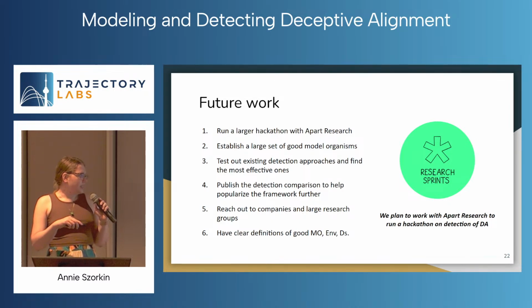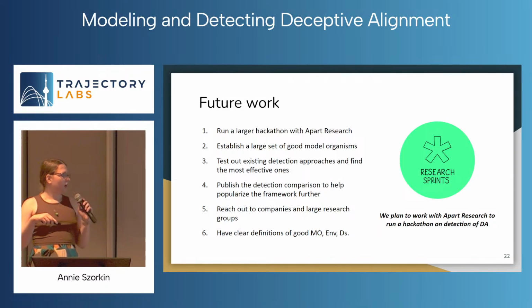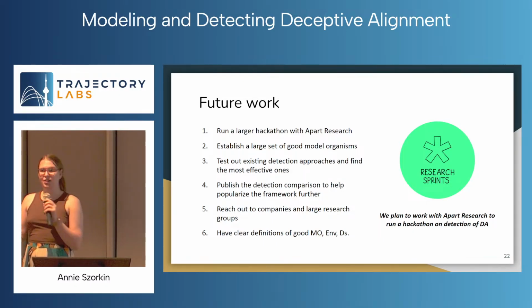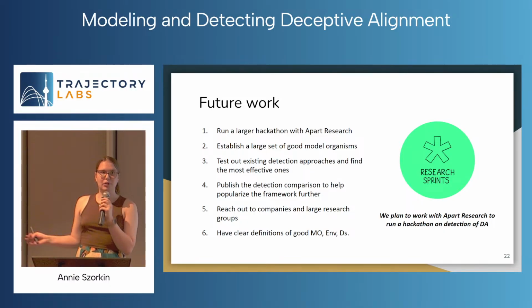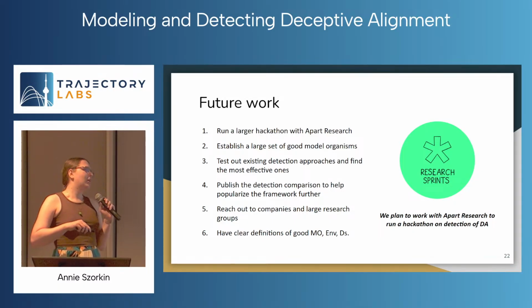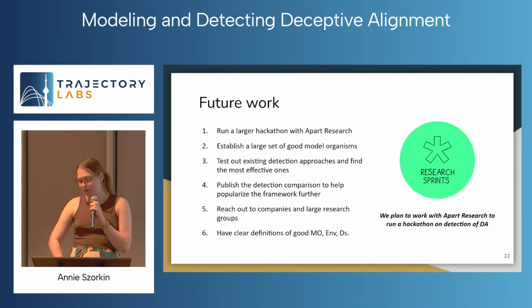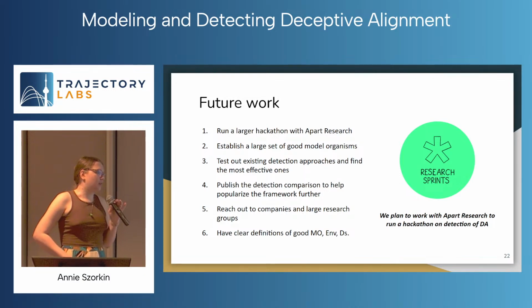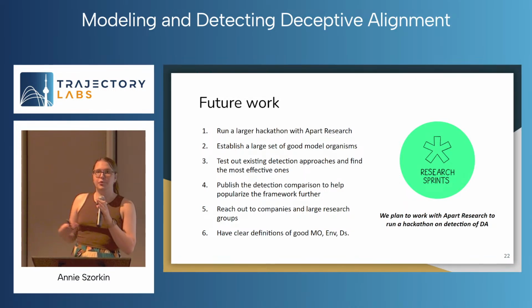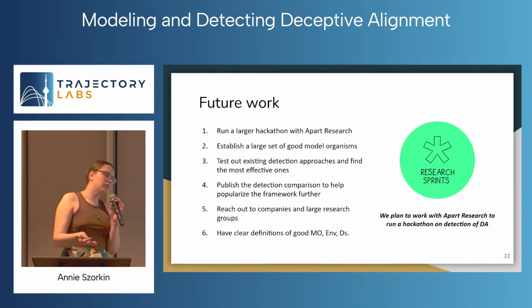Ideally, we'd compare the detectors and publish it so that the framework can be more popularized, and also reach out to companies and larger research groups to get their opinion: is this helpful? Is this actually being useful? Or is it completely unrelated to the problems you're having? It would also be really nice to have very formalized notions of what makes a good model organism and what makes an environment, such that you can concretely state, even in math heavy terms ideally, what properties you're looking for. Because so far it's a lot of hand wavy explanations and some metrics that are somewhat measurable but still not very concrete.